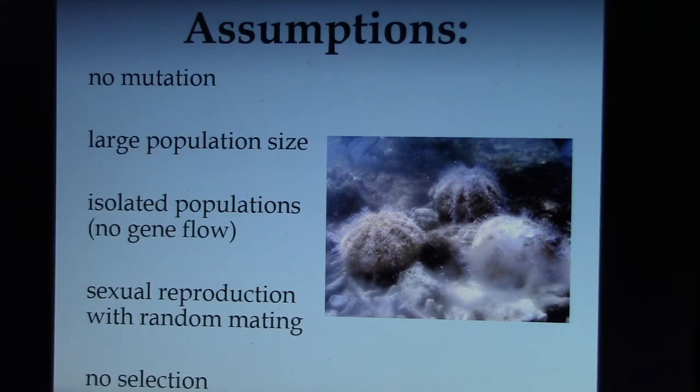Obviously, this is not how we breed, or how lions breed. You know, we just don't do this. We don't have this random mating. And then no selection, no natural selection. So the alleles have to be equally fit. They have to have the same chance of survival and reproduction.